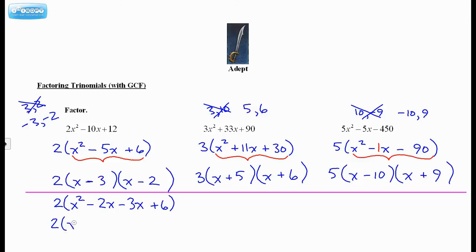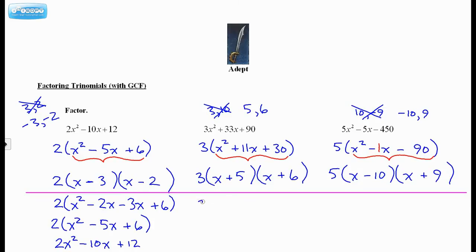So I'm going to combine the like terms of what's in the middle. And now I'm going to apply the distributive law, as you were taught in the beginning. Multiply everything by 2. Okay. And that matches what was originally given. So we know that this answer here was correct.